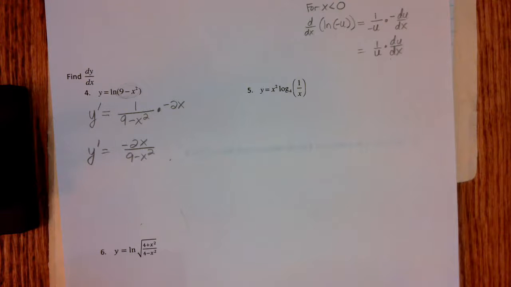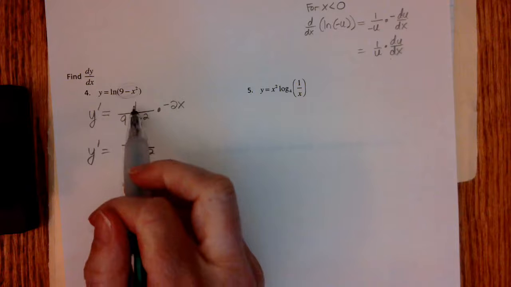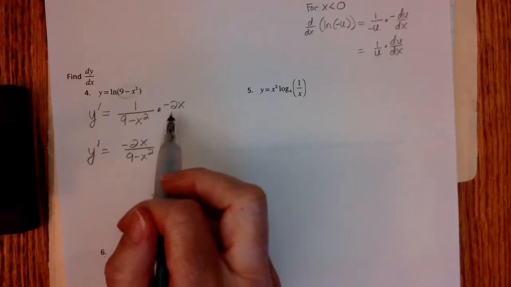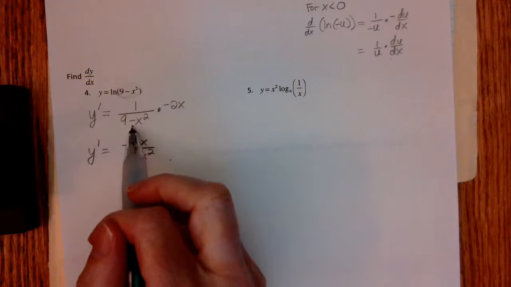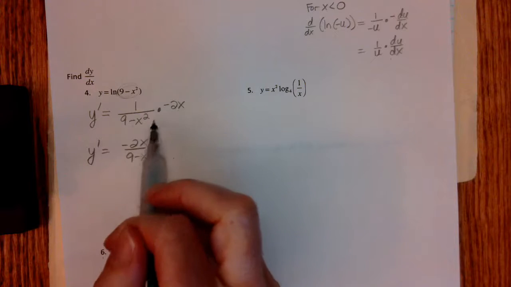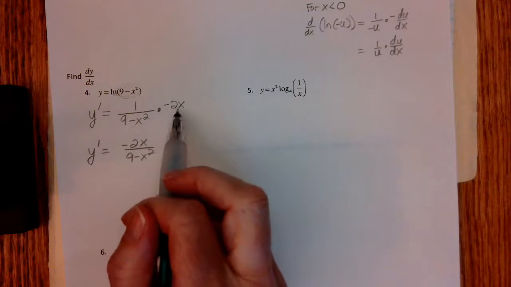A handy-dandy shortcut way to think of it is 1 over stuff times d stuff.